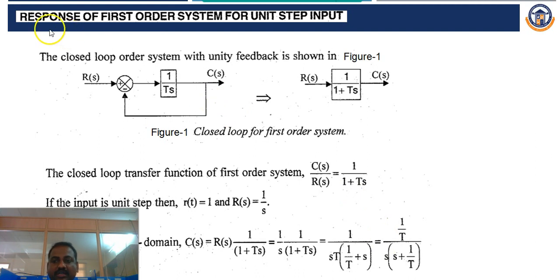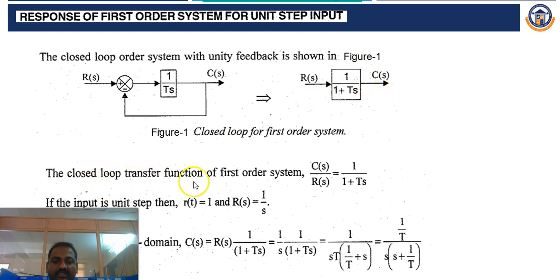Next we look at the response of a first order system for a unit step input. We call it a first order system because in the denominator the maximum order is 1. It is the standard closed loop control system, the unity feedback system, and your plant is 1 divided by T of s. Once we simplify this block diagram, it becomes 1 divided by 1 plus T of s, where R of s is your input and your output is C of s.